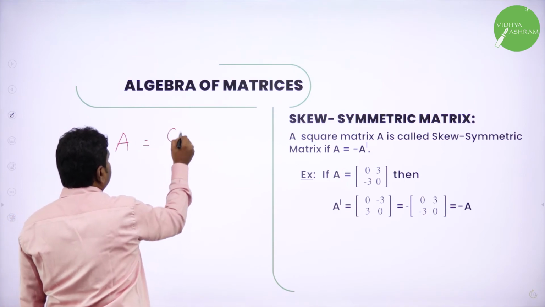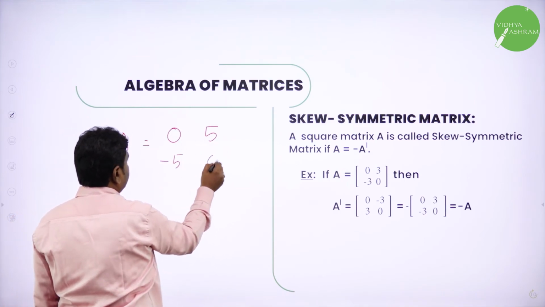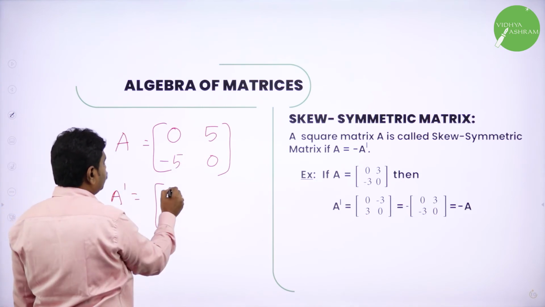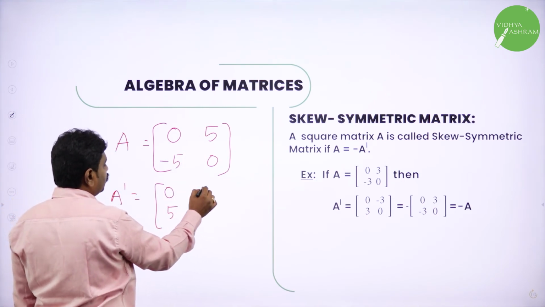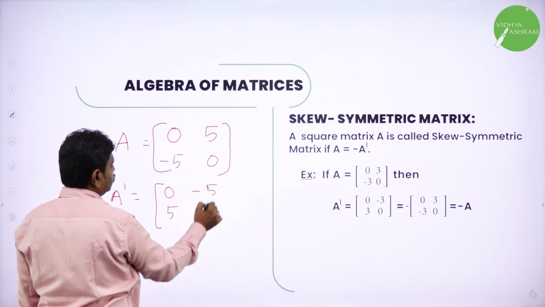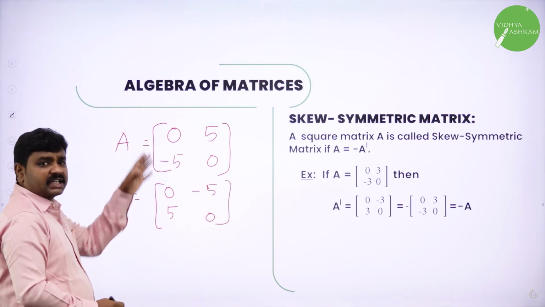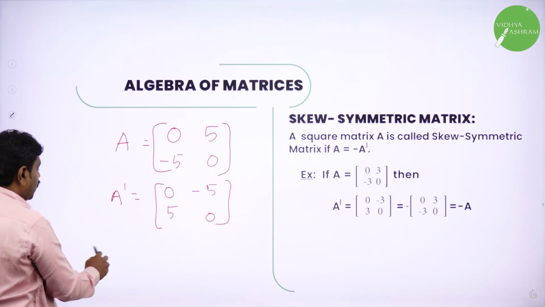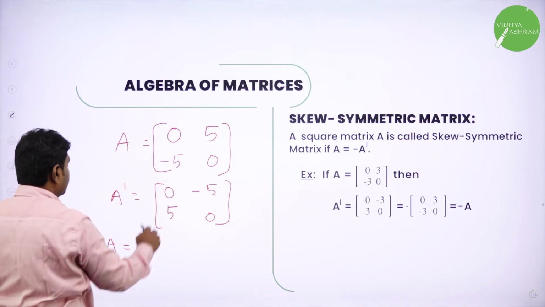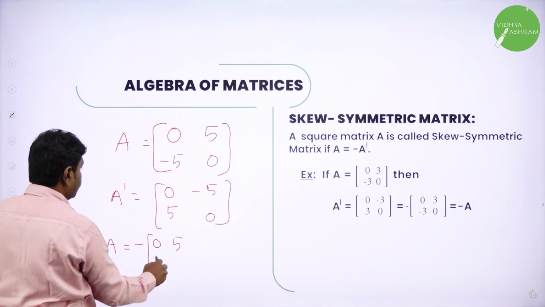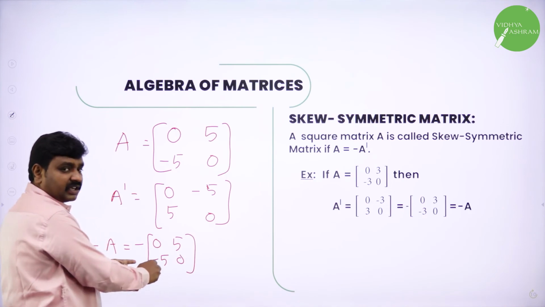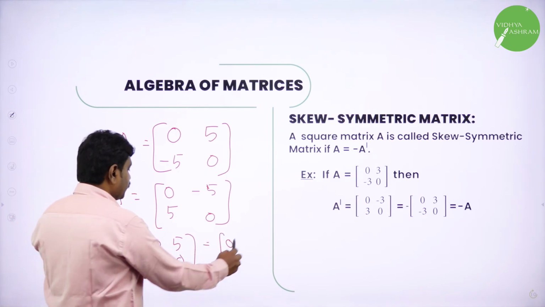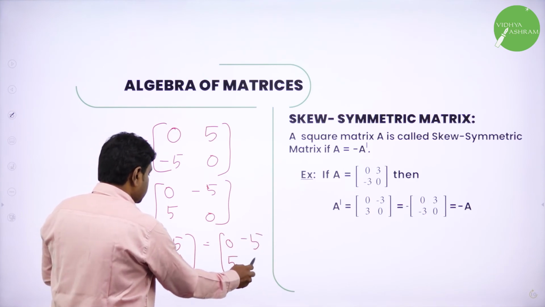A is 0, 5, minus 5, 0, I will take. What is A dash? Change first row to first column, second row to second column. Now you can see they are not the same. A dash and A are not the same. Here 5 is there, here minus 5 is there. But you calculate minus A. How to find minus A? Multiply minus to each element. Minus 0, 5, minus 5, 0. Scalar multiplication: multiply minus 1 to each element. 0 is neither positive nor negative. Minus into 5, minus 5. And this is plus 5, 0.